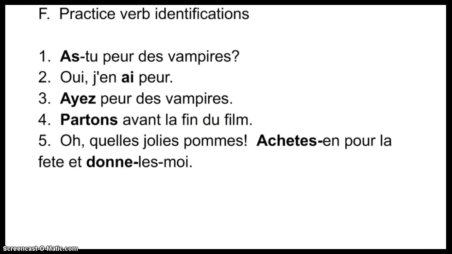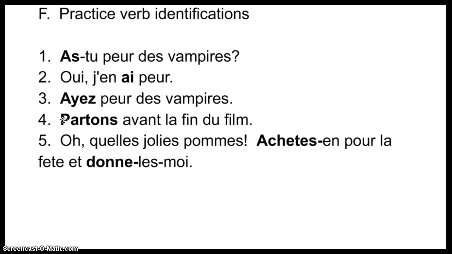So since this is a mood, we have to add that into our verb identification. So stop the recording for a second, see if you can identify these verbs, and then see how you did. Number 1, as-tu peur des vampires is second person singular, present, interrogative, active, because I'm asking a question. Number 2 is first person singular, present, indicative, active, is a statement of fact. Sentence number 3, ayez peur des vampires is second person plural, present, imperative, active, because my verb over here, ayez, is conjugated in that word subjunctive. There's no pronoun, it's got to be the imperative.